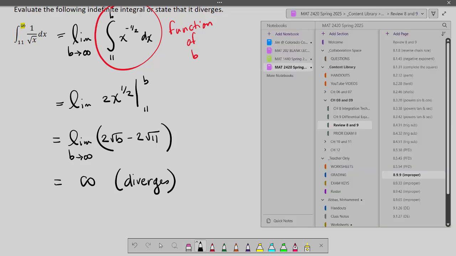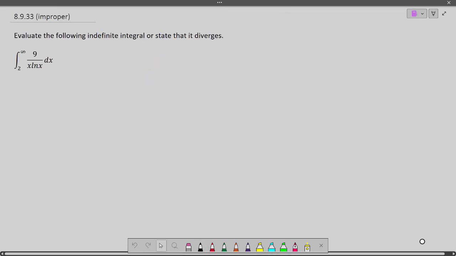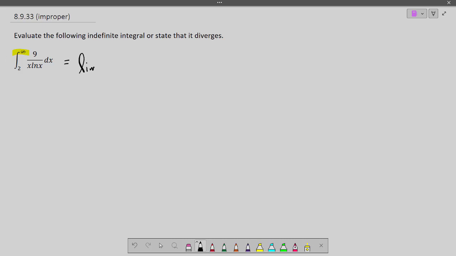All right, let's look at this improper one. So this one is also a horizontal tail. It's going to infinity. We see that infinity jumping right out at us. So we know the first thing we're going to do is write down the word limit. So this will be the limit as b goes to infinity. Now we have a definite integral.